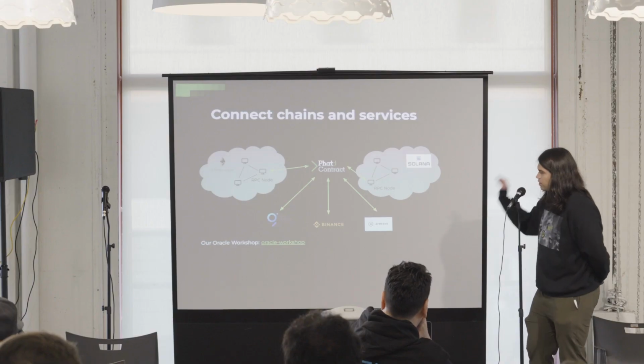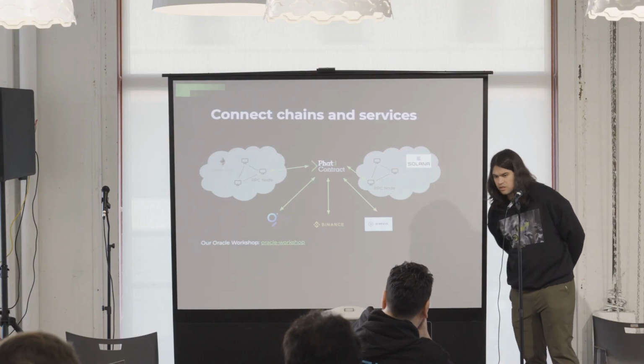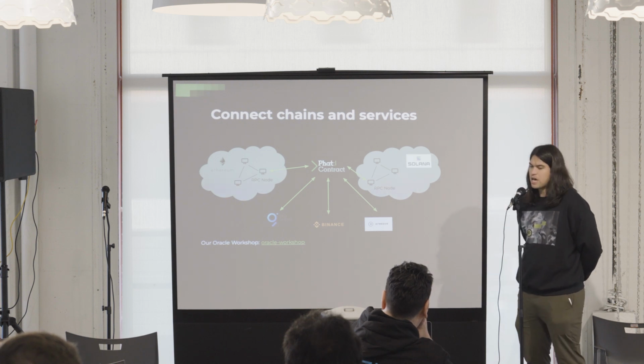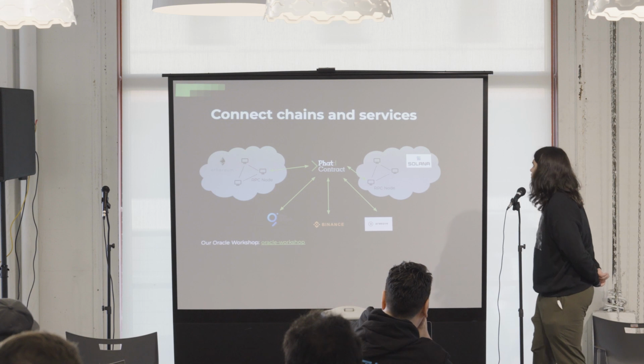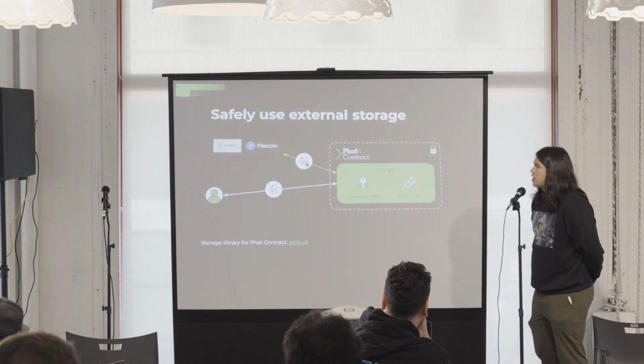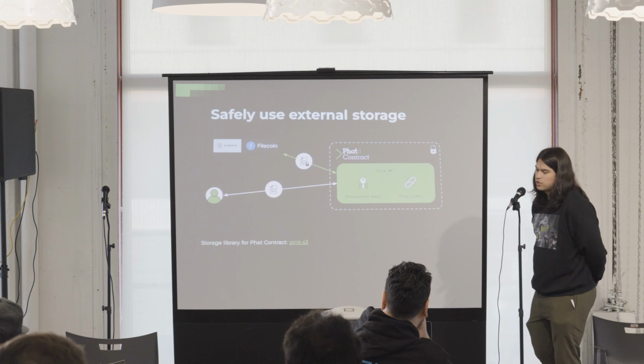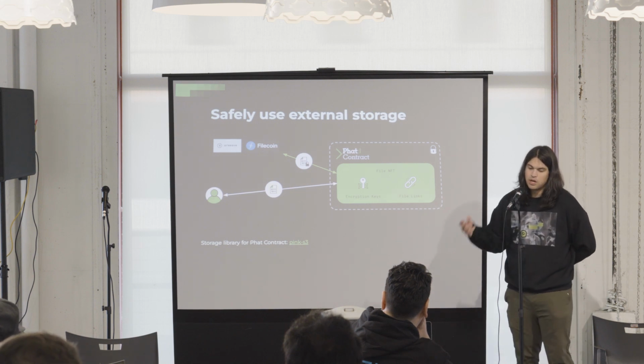Connect chains and services. As I was mentioning earlier, you can connect to Arweave, you can connect to The Graph, you can interact with RPC nodes from different networks, and you can use Web2 services, really being that middleware. And a really interesting one for storage: you can also derive a key pair within the Phat contract, and then use that to encrypt your files and store them in off-chain storage, whether that's decentralized storage like Arweave or IPFS, or AWS S3.